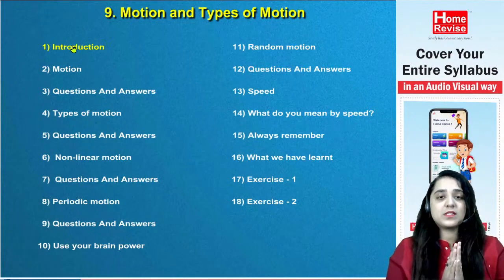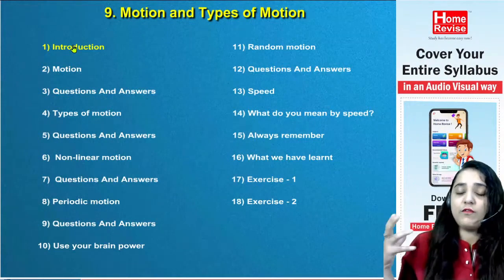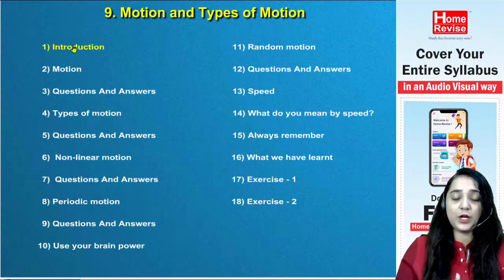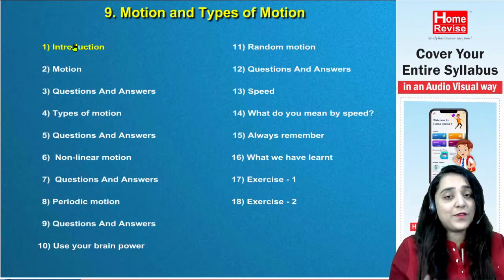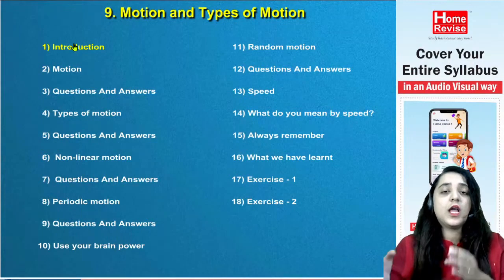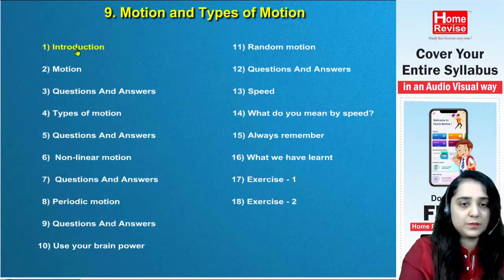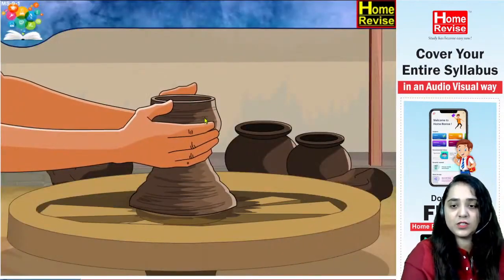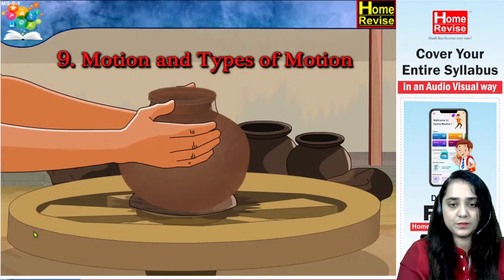In this chapter, we will be learning about what exactly is motion and what are types of motion. We will be seeing all the examples related to the types of motion and everything. I hope by the end of the chapter, everything related to what is motion and what are the types of motion will be totally clear. Okay, so let's start with the introduction. Chapter 9. Motion and types of motion.